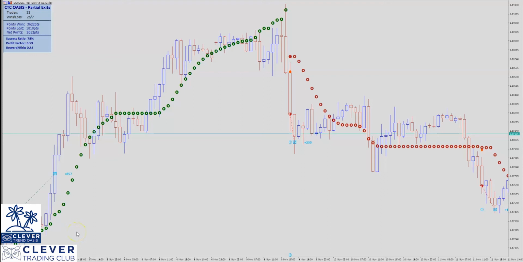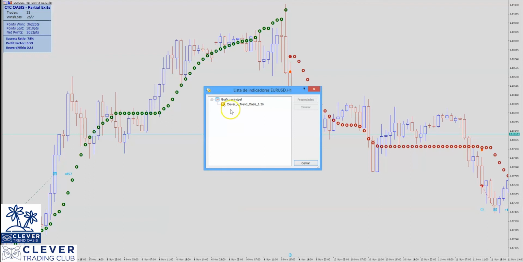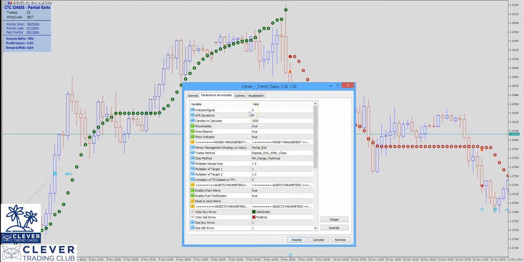Now we will check the indicator's configuration. Right click, and so we find indicators list, Clever Trading. And first of all, we will see signal parameter. It shows the sensitivity parameter of the indicator, meaning how sensitive to a trend it can be. ATR sensitivity is configured at 4 in this case. Candles to calculate the indicator. In this example, we can see the information for the last 1000 candles. It also shows display, objects, and indicator.